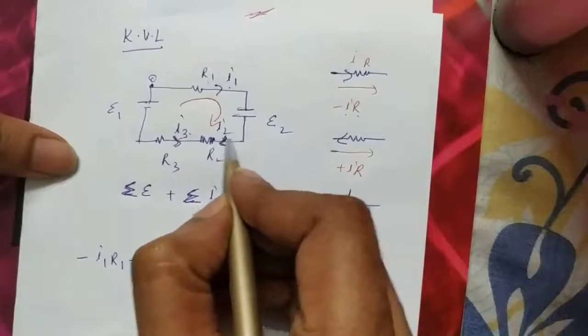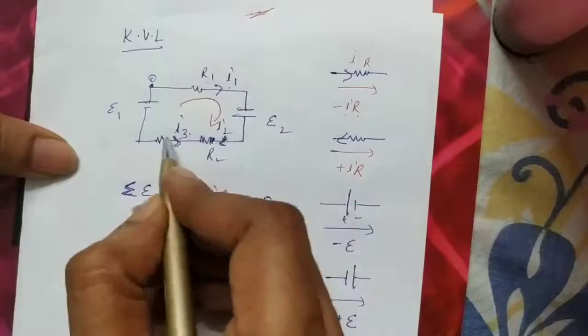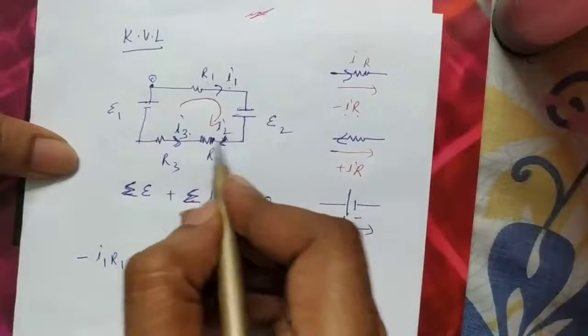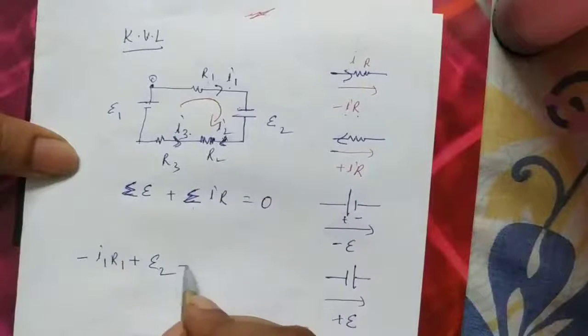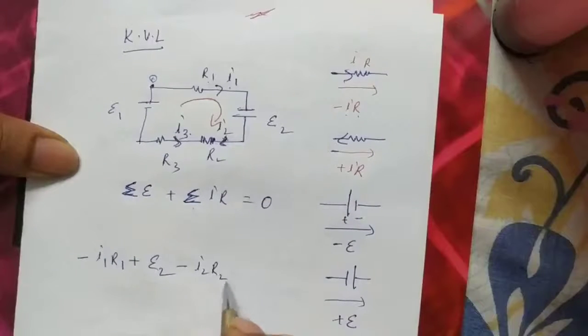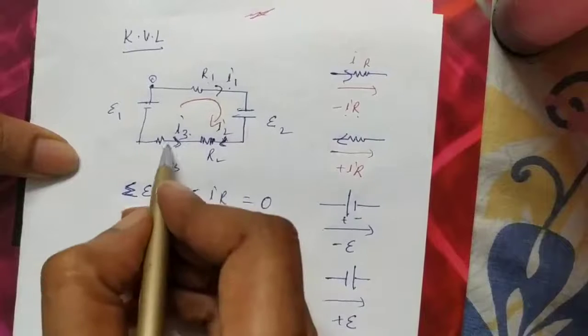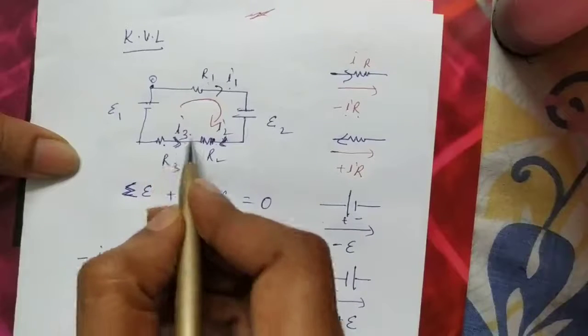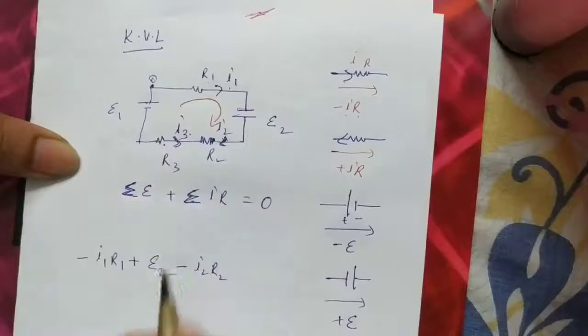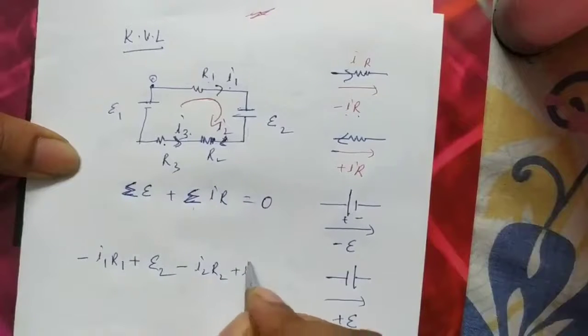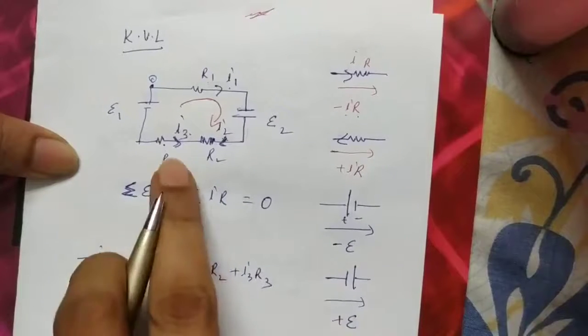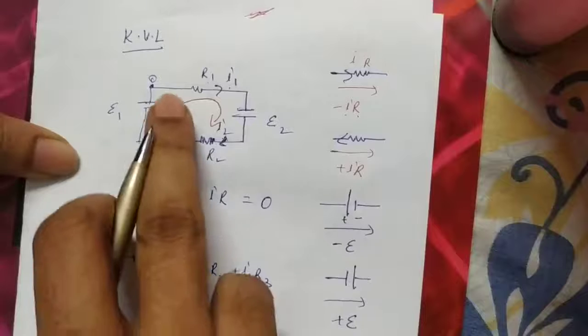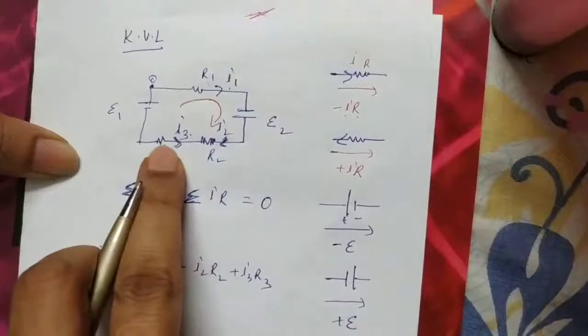Now when you are moving like this, current is also flowing in the same direction. So we can take minus I2 R2. After that comes the R3 resistance. When you are moving like this, current is flowing in the opposite direction, so you take plus I3 R3. So this is all over, I3 R3 is also over.